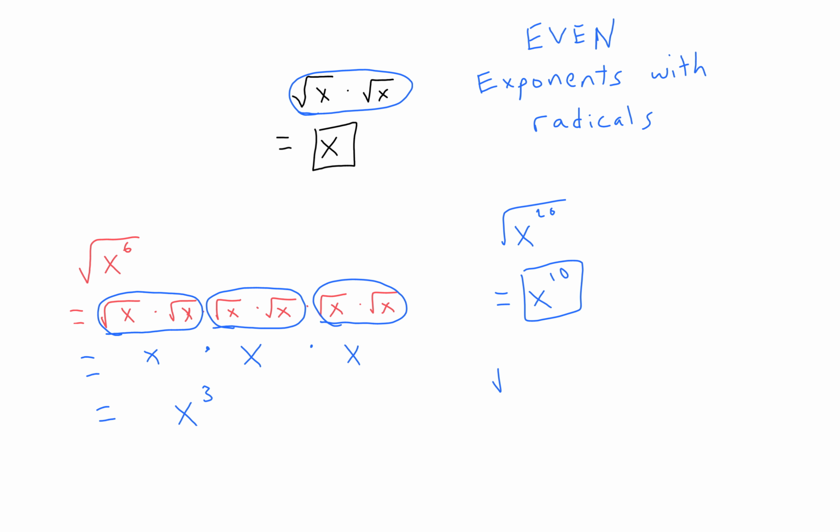The square root of x to the, you could do anything you want, to the 100th power absolutely is x to the 50th power. And if you don't believe me, I challenge you to write out 100 of those root x's if you care to. So you can do 1, 2, 3, 4, 5, 6, all the way to 100, and find your pairs, and you will get 50 pairs of x's. So that would be x to the 50th power. This works for any even exponent when you're trying to take the square root of it.